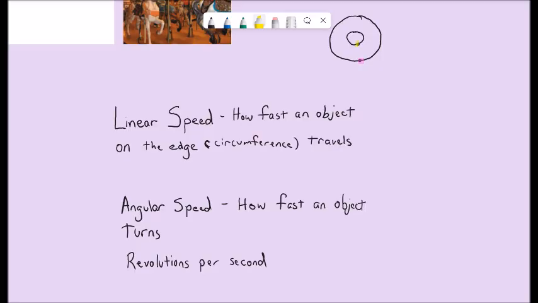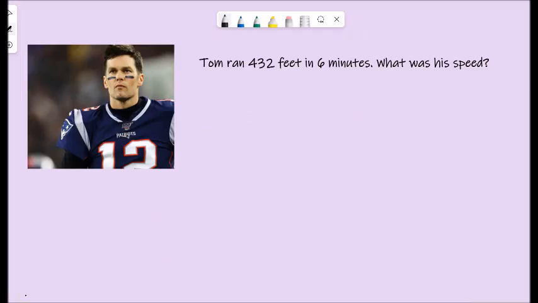So let's investigate a problem with this. We're going to kick off with something really, really simple. This is not pre-calculus stuff. Let's just look at how we would measure speed if it was just a regular linear, just a straight line. So Tom ran 432 feet in 6 minutes.